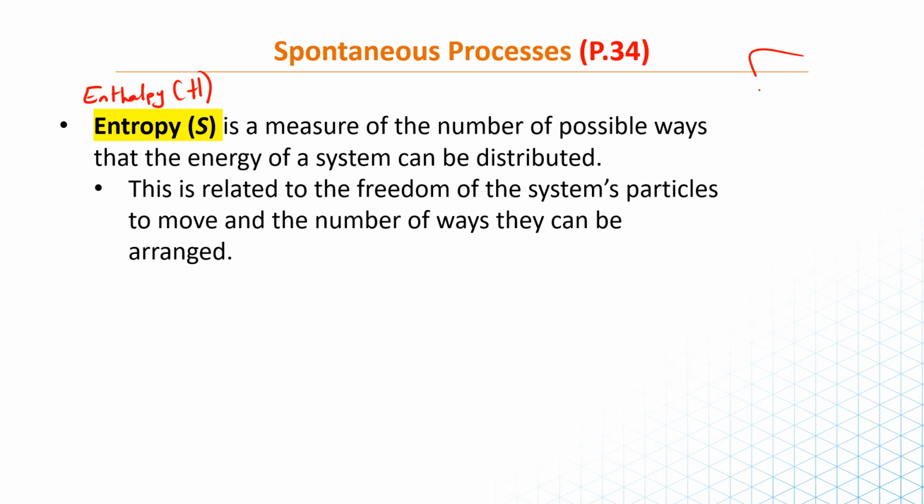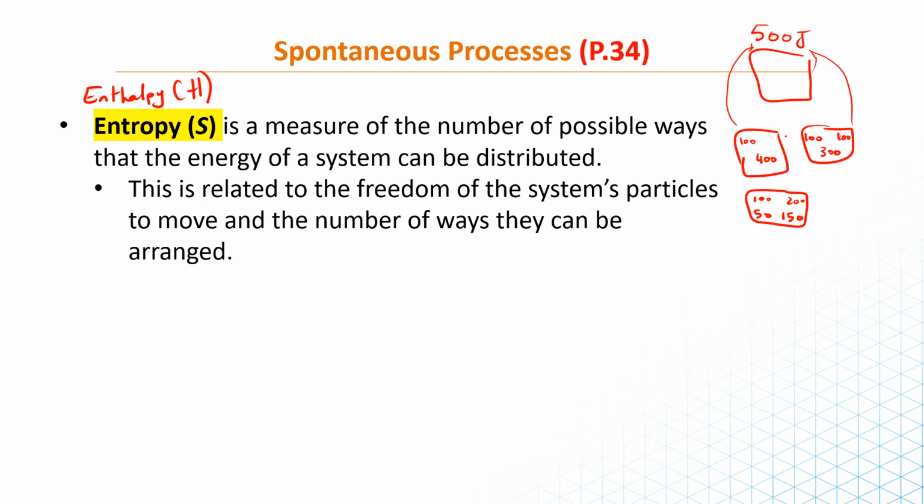For example, imagine I have 500 joules of energy, right? And this is my system. I can have 100 here and 400 in this area. Or I can have 100 here, 100 here, and 300 here. Or I can have 100, 200, 50, 150. But all will amount to 500 joules, right? So the ways that energy can be distributed in a system, we call this entropy. And it's related to the freedom of the particles to move around and arrange in different ways.